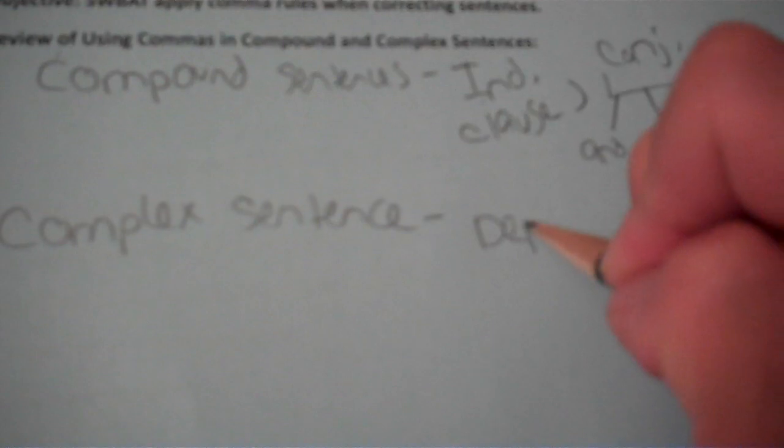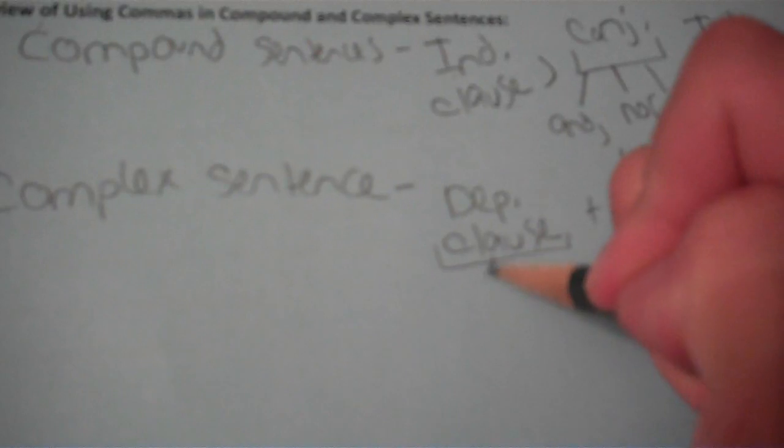All right, so just a note again, with a compound sentence, you have two independent clauses, so two complete sentences joined together by one of these conjunctions. Okay, let's look at a complex sentence. A complex sentence is where you have a dependent clause plus an independent clause.